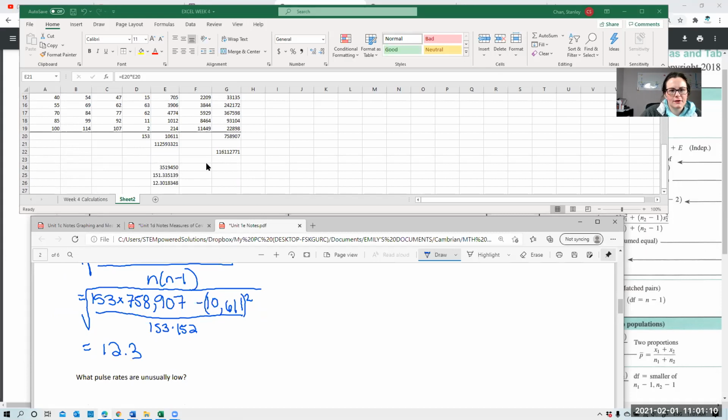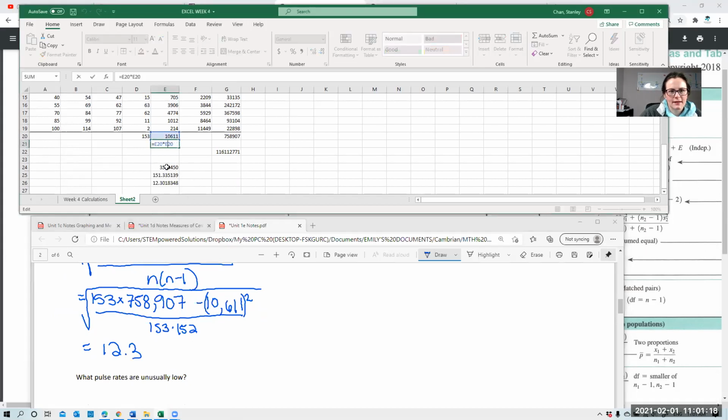So that's the way you can use Excel. What I did with Excel is I did all of these big multiplications using these cells. I did this giant subtraction using Excel, and then the giant division: whatever was on the numerator, I divided by 153 times 152. The square root of that number is 12.3.